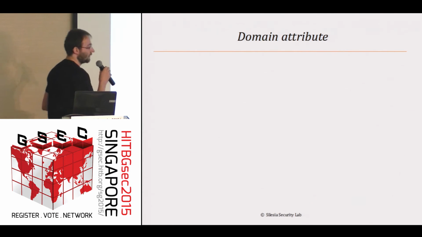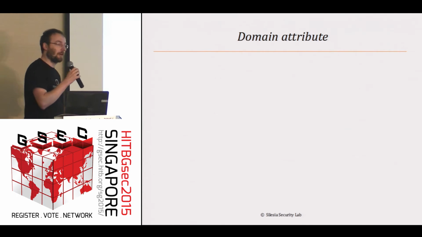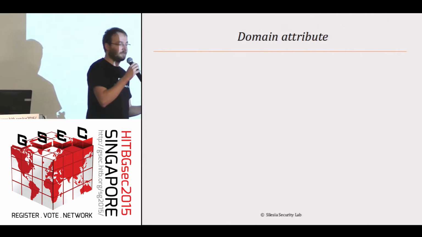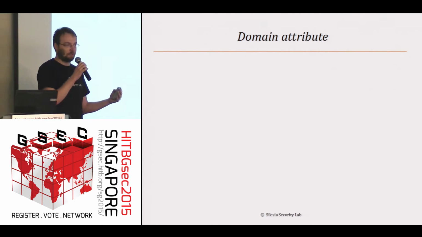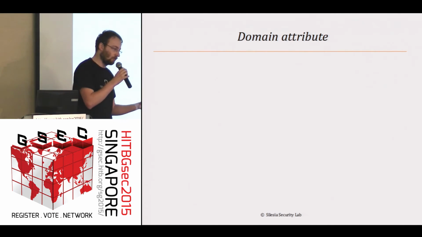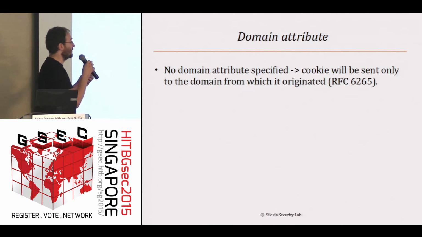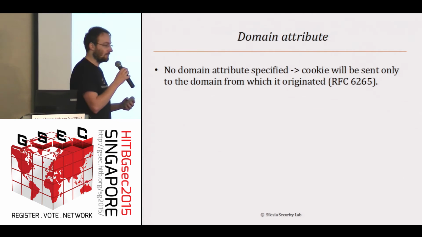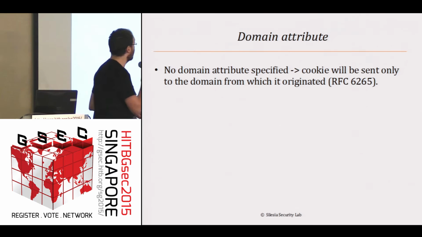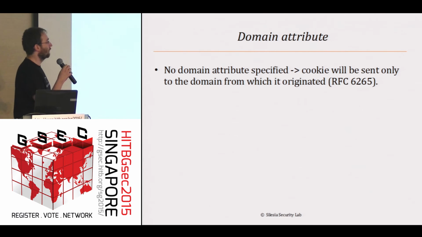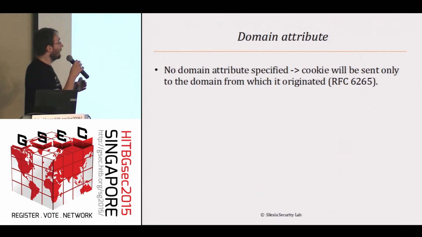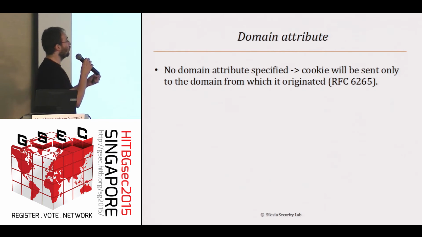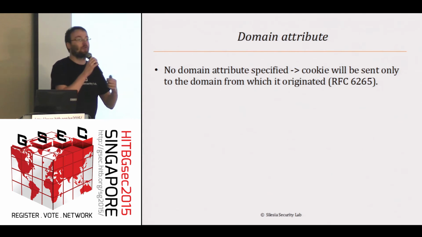We've also got something like the domain attribute. When we specify a cookie, from the perspective of the response header, we have Set-Cookie. This cookie might have the secure flag, the HTTP-only flag, but also a domain might be specified. It's not obligatory to specify the domain, but it may be specified. And if you go again to this RFC, you can see that when this domain attribute is not specified, then the cookie will be sent only to the domain from which it originated.